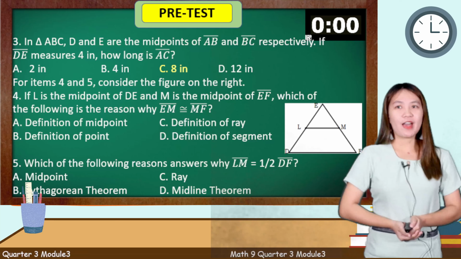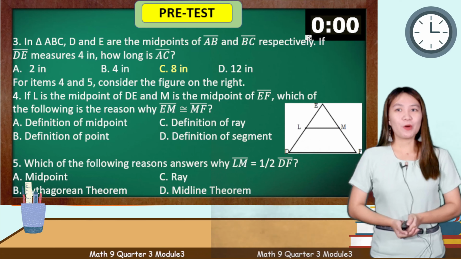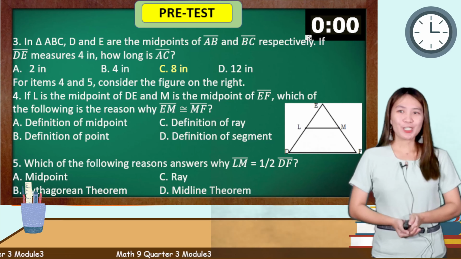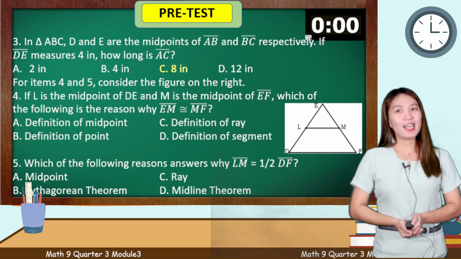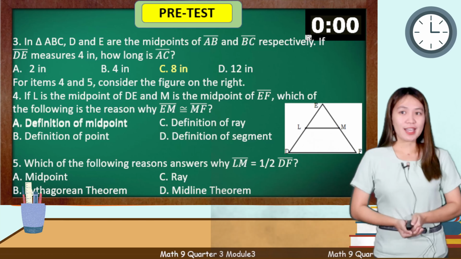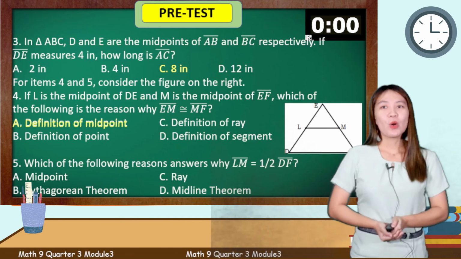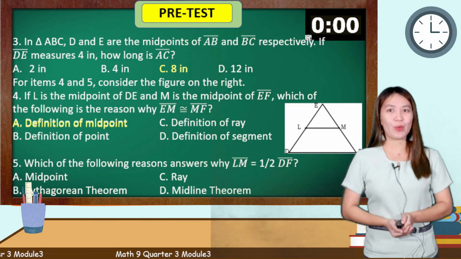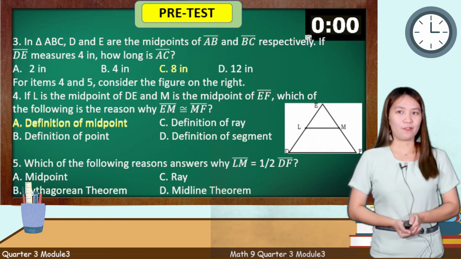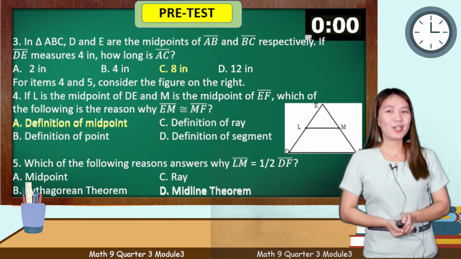For items 4 and 5, consider the figure on the right. For number 4, if L is the midpoint of segment DE and M is the midpoint of segment EF, which of the following is the reason why segment EM is congruent to segment MF? The correct answer is letter A, the definition of midpoint. And lastly, which of the following reasons answers why segment LM is equal to 1/2 the measure of segment DF? The correct answer is letter D, Midline Theorem.